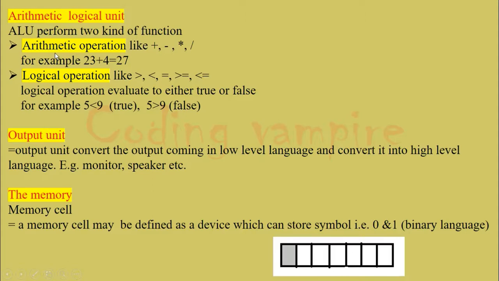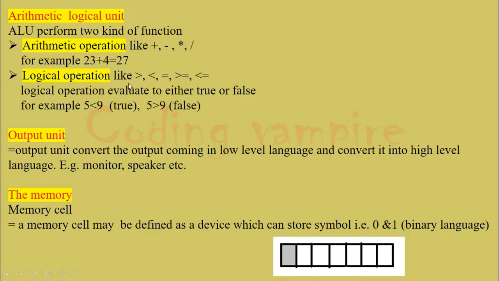So we'll discuss what is arithmetic operation. Addition, subtraction, multiplication and division are arithmetic operations. For example, we have 23 plus 4 is equal to 27. So due to this plus sign, these numbers will be added and the answer would be 27.